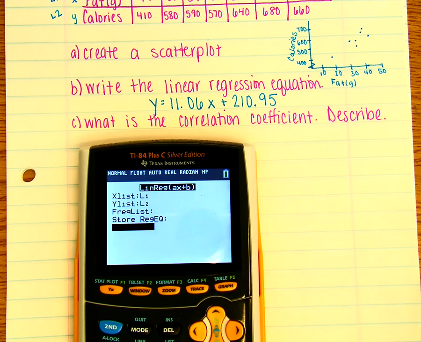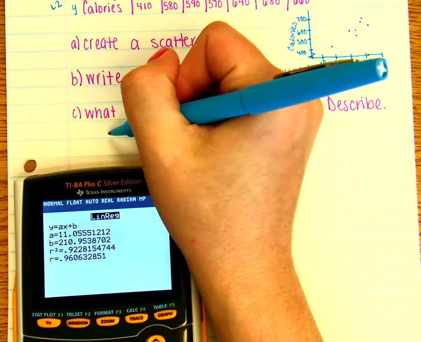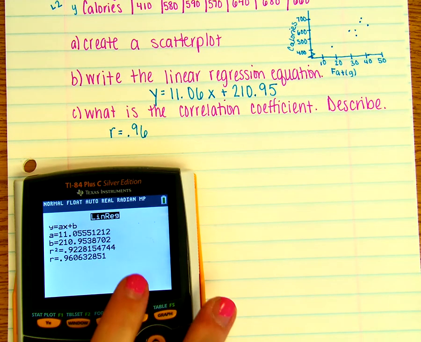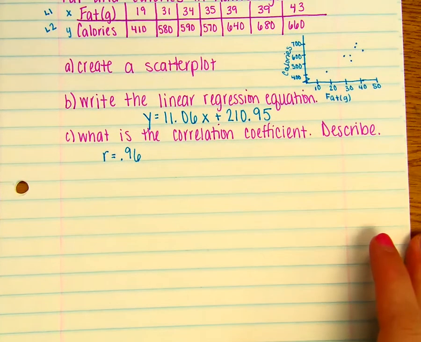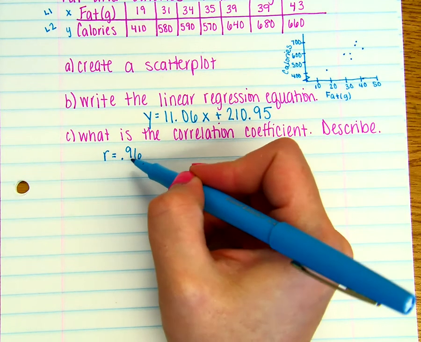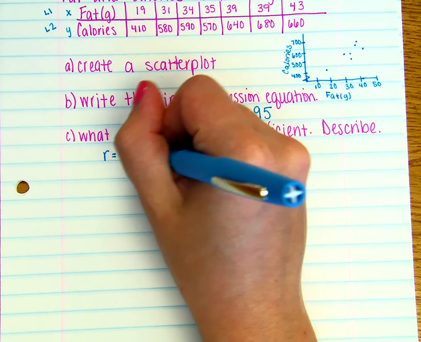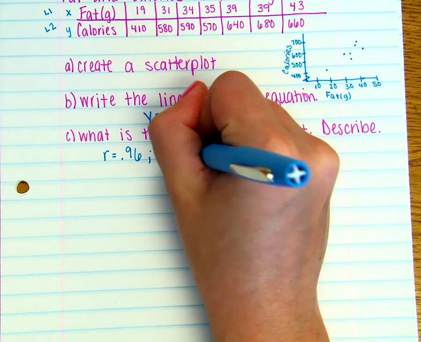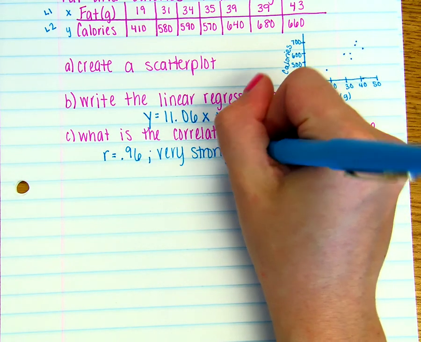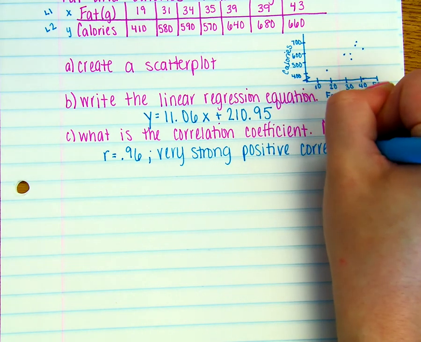Stat Calc, I'm going to do my linear regression again, and this time my R value should show up at the bottom of the screen, and it does, and it says that R is equal to 0.96. So that is my R value, my correlation coefficient, and I want to describe what this is. Our correlation coefficient, remember, is going to be strong or weak depending on how close it is to 1. 0.96 is very close to 1, so I'm going to say it is very strong. And then we need to talk about the direction. This is a positive value, so positive correlation.